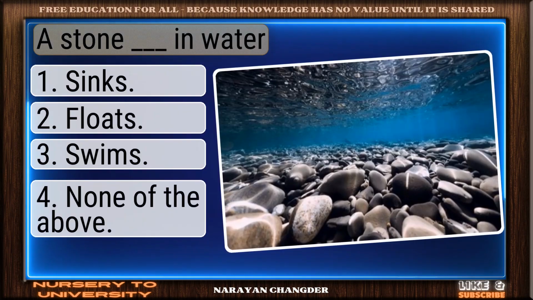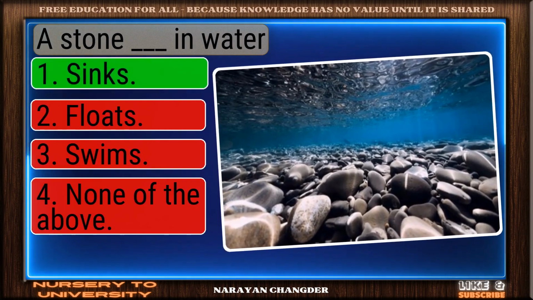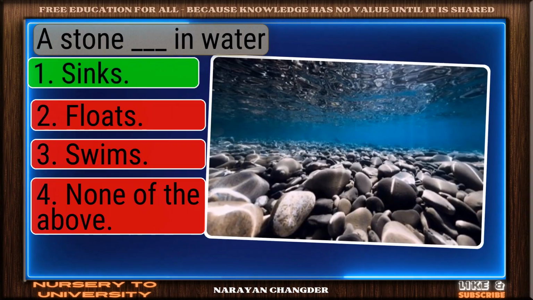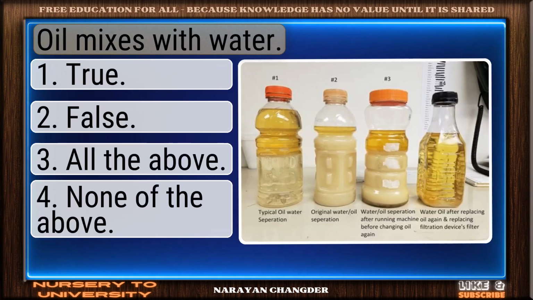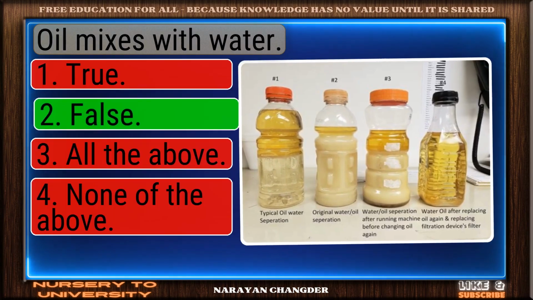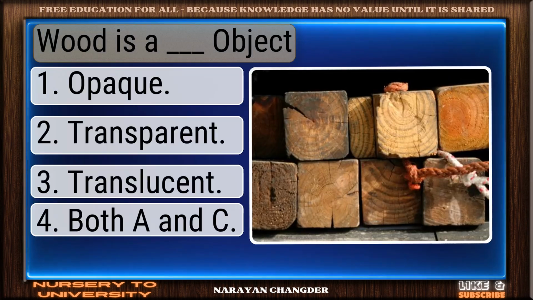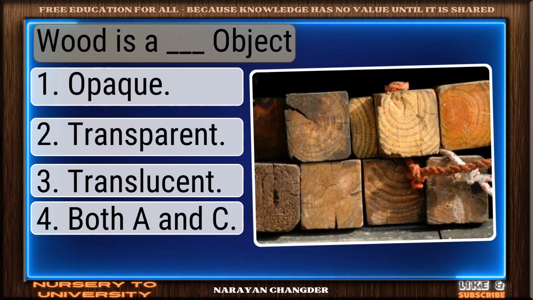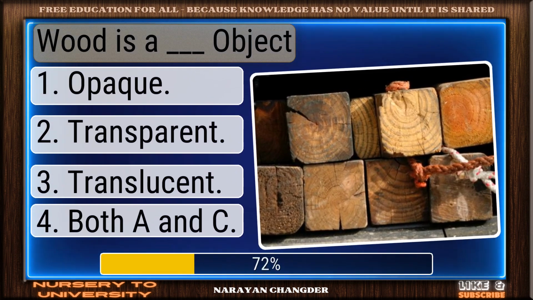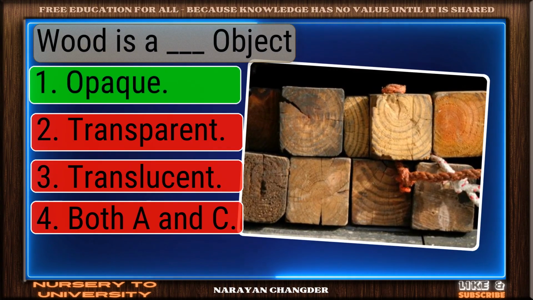A stone dash in water. Great thinking. Sinks is the right choice. All mixes with water. Right again. False is a valid answer. Wood is a dash object. Nicely done. Opaque is a solid answer.